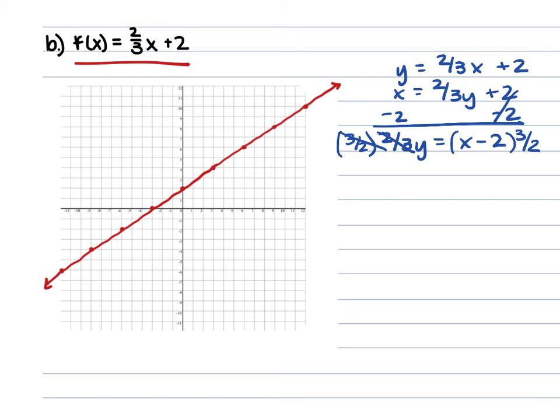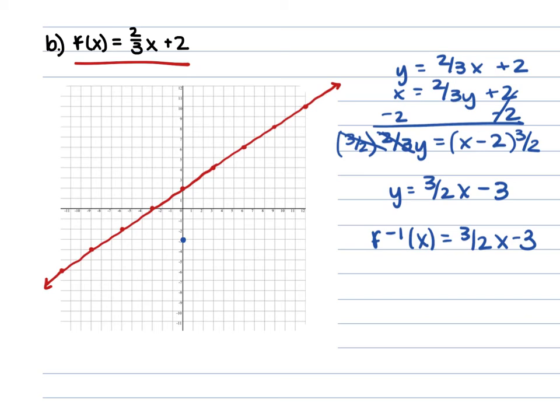So these are going to cancel. So I'm going to have y is equal to 3 over 2 x minus 3. I can also rewrite this as f to the negative 1 of x is equal to 3 over 2 x minus 3. So my negative 3 goes on my y-axis.